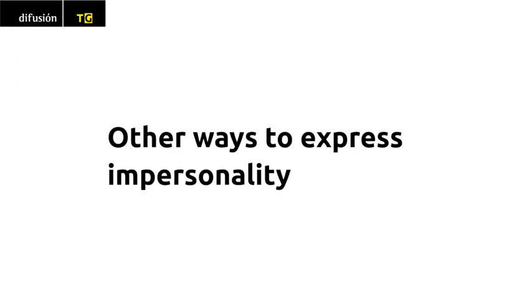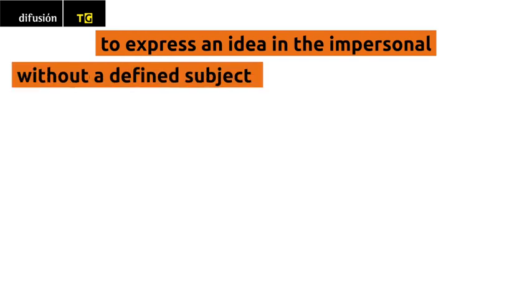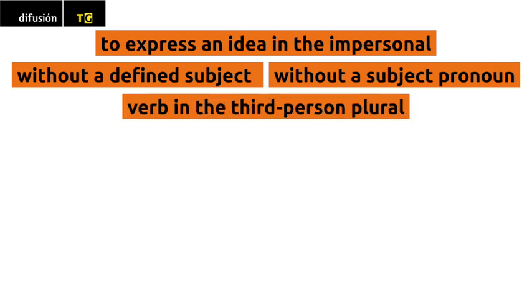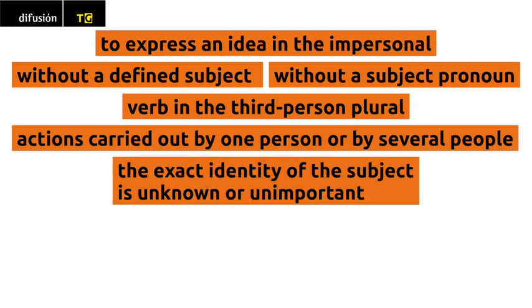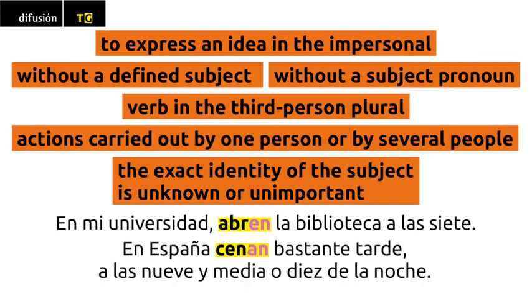Other ways to express impersonality. Another way to express an idea in the impersonal without a defined subject and without a subject pronoun is to conjugate the verb in the third person plural. This form can be used to talk about actions carried out by one person or by several people when the exact identity of the subject is unknown or unimportant for the idea you are trying to get across. En mi universidad abren la biblioteca a las 7. En España cenan bastante tarde, a las 9:30 o 10 de la noche.